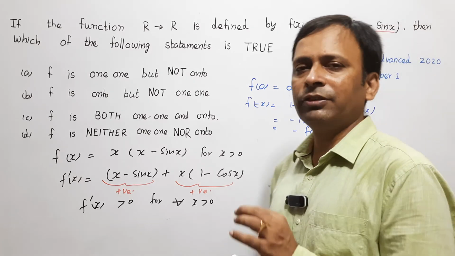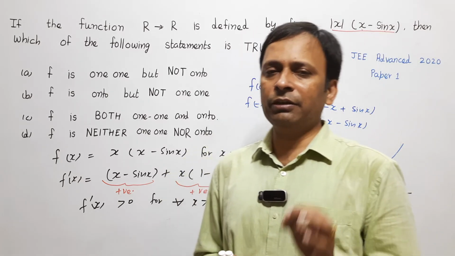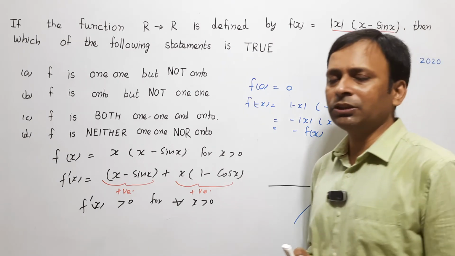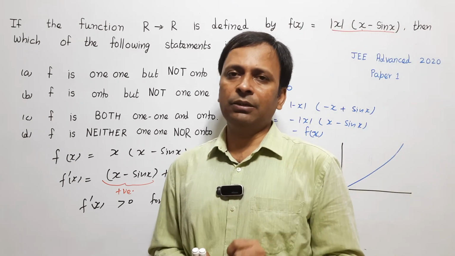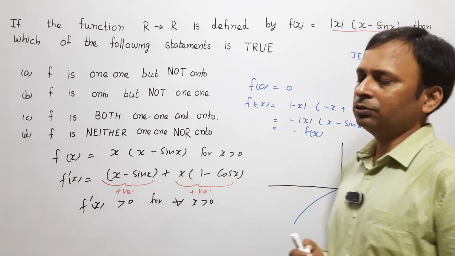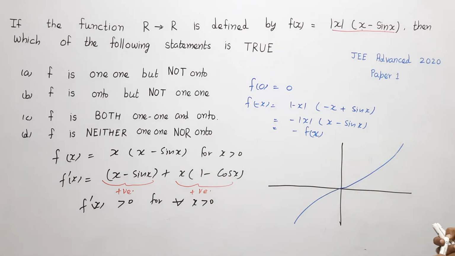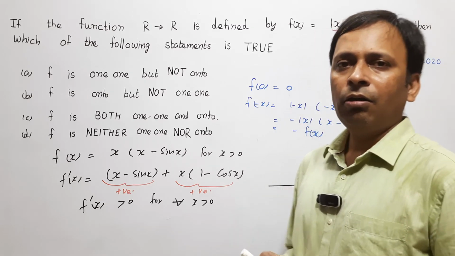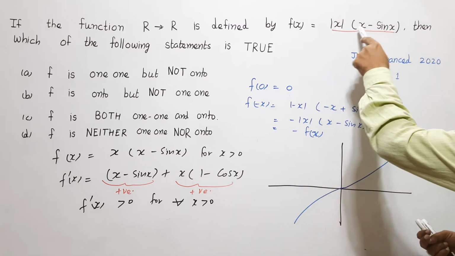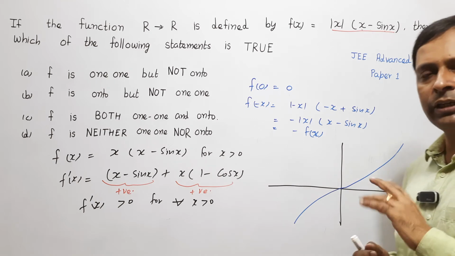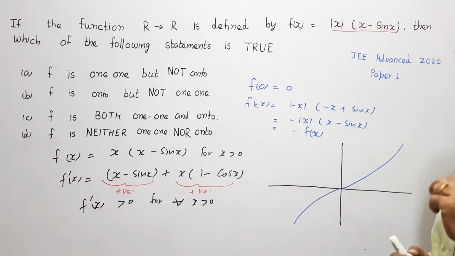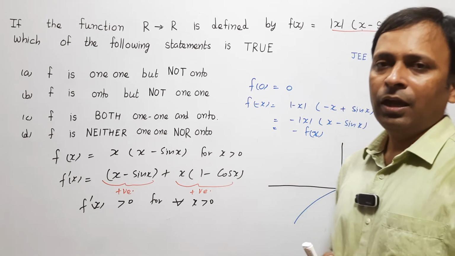Now to check whether the function is an onto function, we will evaluate the range of the function. If the range of the function is the same as the codomain, then it becomes an onto function, otherwise not. To find the range of the function, one thing we can say is that the function is continuous for all values of x, because here |x|, x and sin x are all continuous.